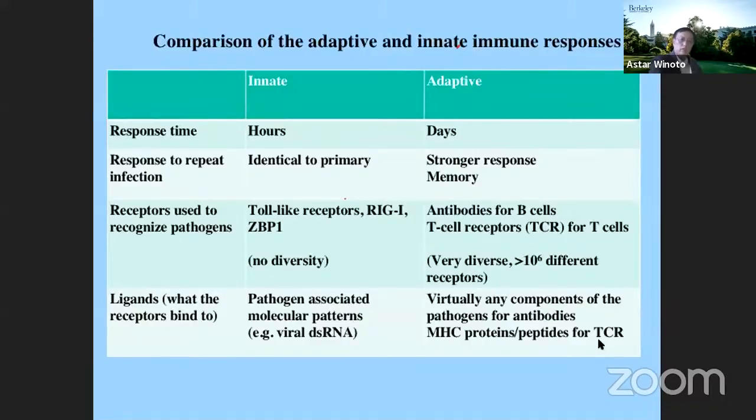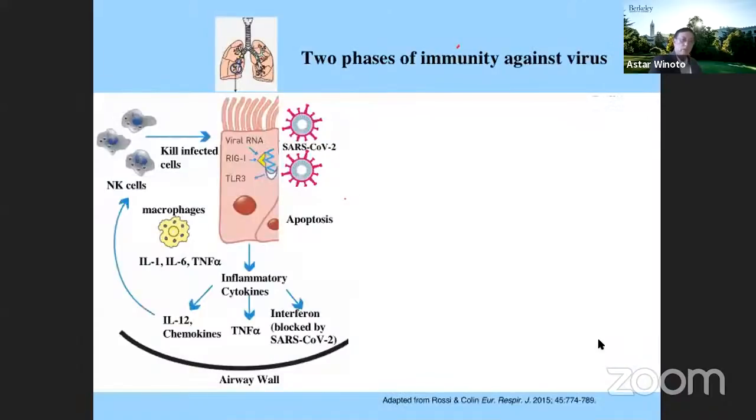Okay, so let's go back to the SARS-CoV-2. Here's a schematic diagram of what happens if you get SARS-CoV-2. So this is the lung. SARS-CoV-2 goes through the lung. It will then bind to ACE2 on the ciliated cell. And some of these receptors, RIG-I and toll-like receptor, will then see this: oh, there's some virus here. That's not good. So we'll try to get rid of this virus.